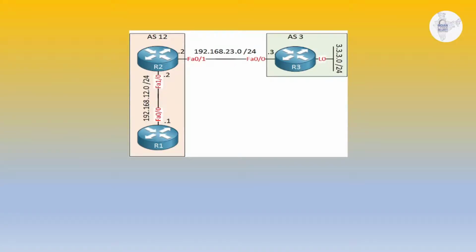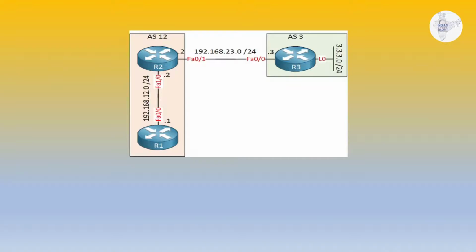So this is our diagram that we have configured: R1 and R2 as the iBGP neighbors, and R2 and R3 as the eBGP neighbors. R1 and R2 are in AS12 and R3 is in AS3. I advertise the 3.3.3.0 network on R3, but R1 doesn't have any route to 3.3.3.0, because it understands that its next hop to reach 3.3.3.0 is 192.168.23.3, that is in AS3. But actually it should be 192.168.12.2, that is R2's interface.